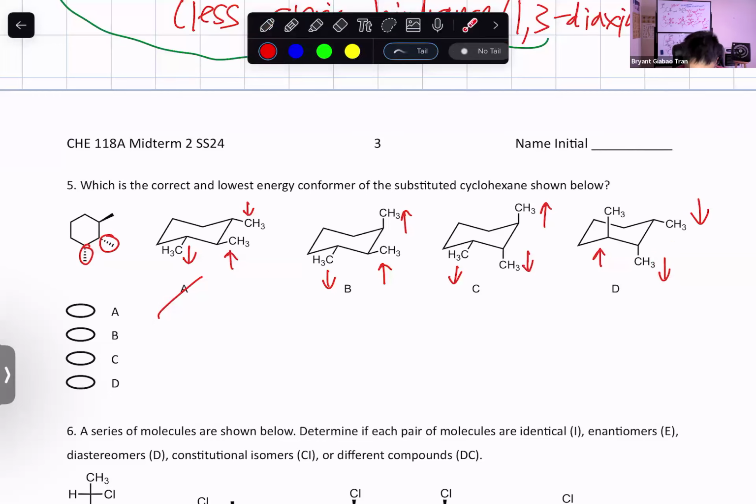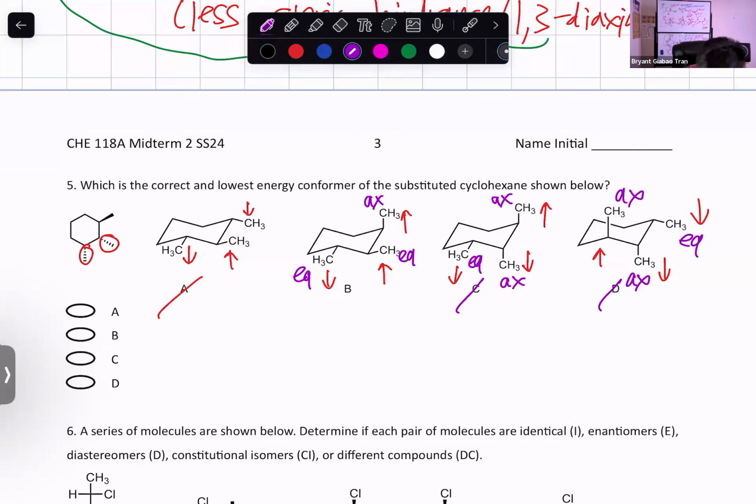Right. Now, let's eliminate the ones where we have a lot of axial bonds, right? This is axial, this is equatorial, this is equatorial, this is equatorial, this is axial, this is axial, this is axial, this is axial, this is equatorial. Eliminate C and D because C has 2 axial bonds, and D also has 2 axial bonds, whereas B only has 1 axial bond. And the most equatorial, which is going to be B in this case.